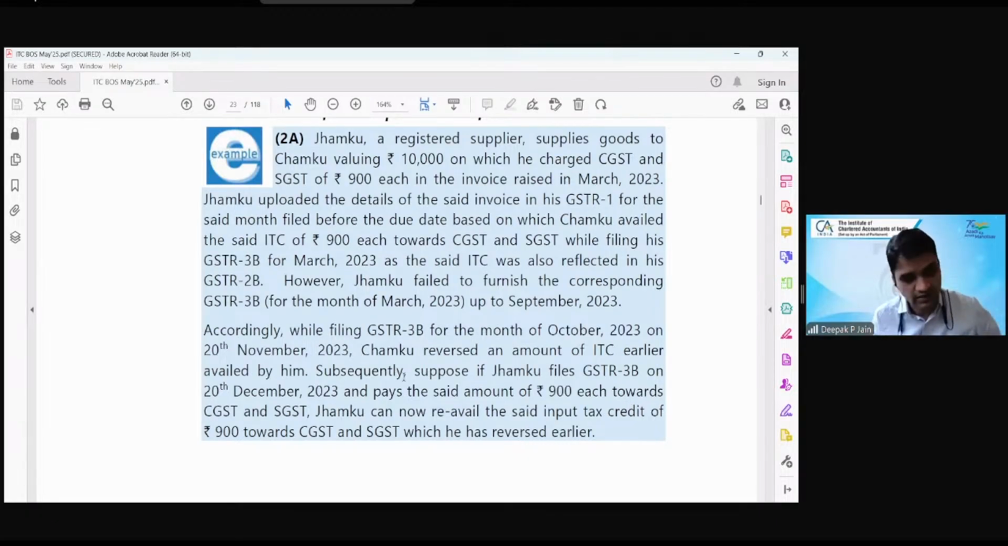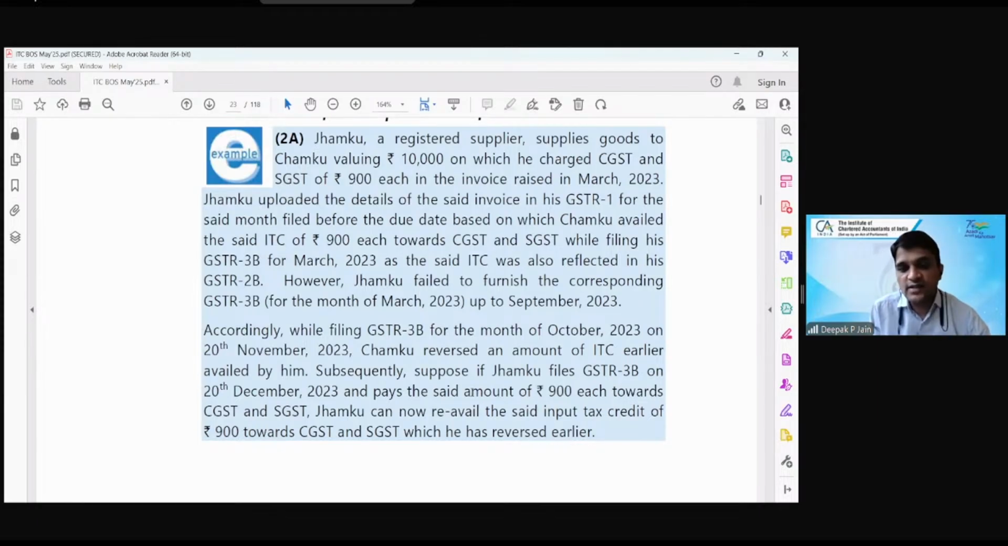Subsequently, he will reverse the credit, but will Chamku keep quiet? भैया मैंने तो आपको पूरा टैक्स का पैसा दिया था, मेरा टैक्स का रुपया कहाँ आ गया? He will question Jamco. So subsequently, Jamco files this return for the March on 20th December. And he pays the said amount. So payment कहाँ से जाता है? Payment GSTR 3B में ही जाता है. GSTR 1 में कुछ भी payment नहीं जाता है. It's only an information report. He only gives the information of the sales what he's made.